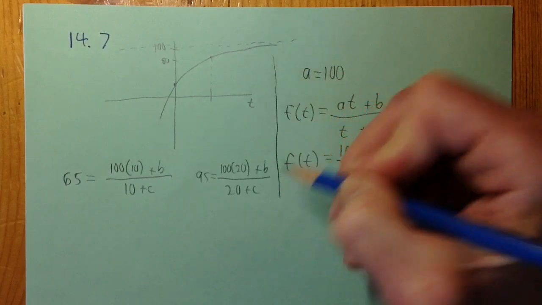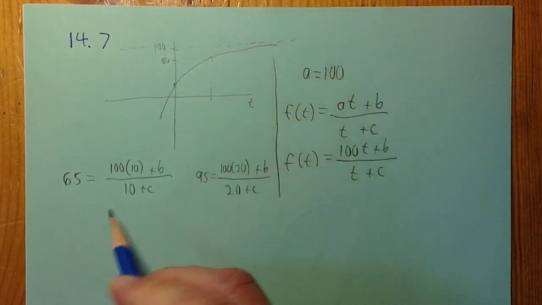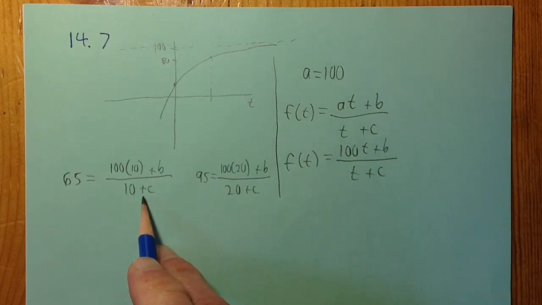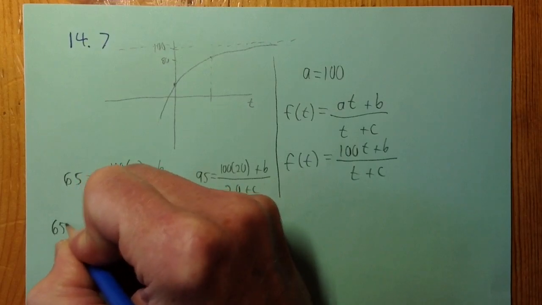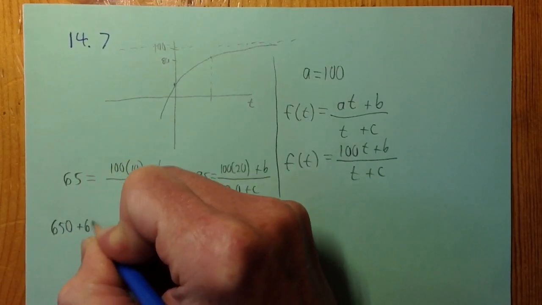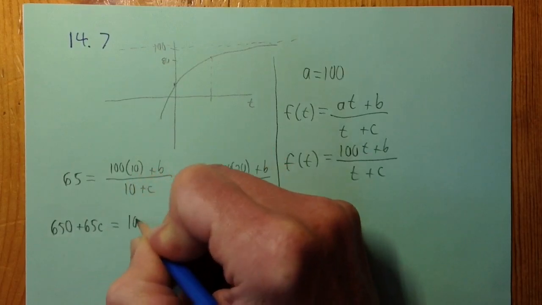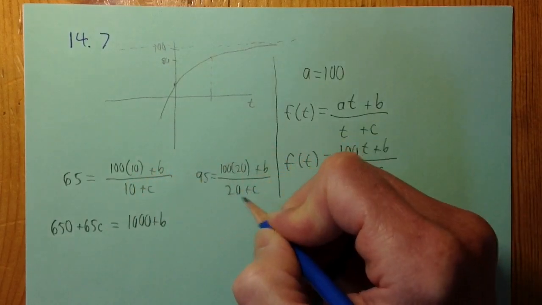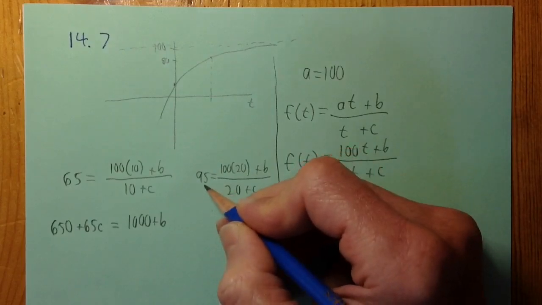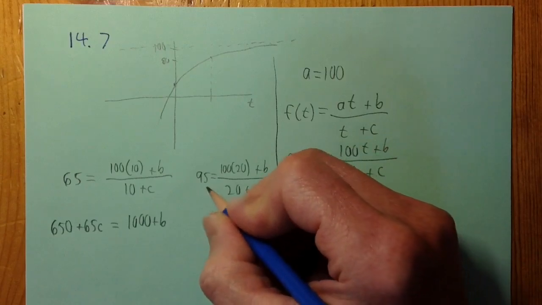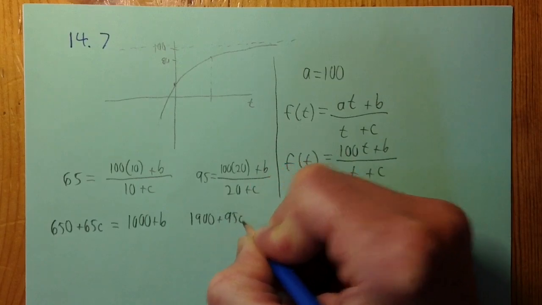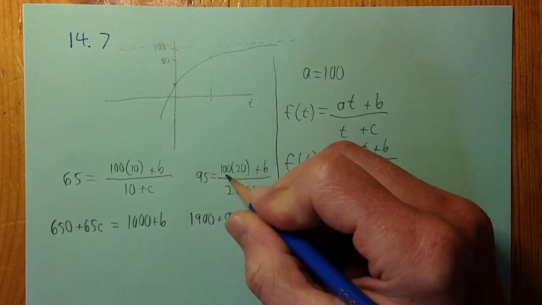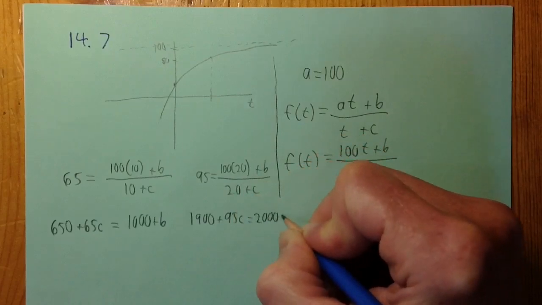Okay, let's multiply these out. It's always easiest to just take the bottom here, cross multiply, to get rid of the denominator. 10 times 65 is 650, plus 65c equals 1,000 plus b. And over here we have 20 times 95. It gets tricky to do in your head. I think that's 1,900. Yeah, I think that's right. So 1,900 plus 95c equals 20 times 100, which is 2,000, plus b.